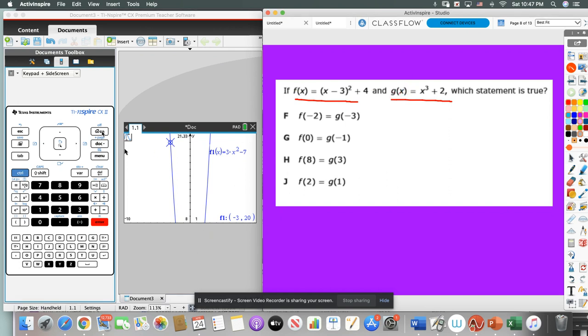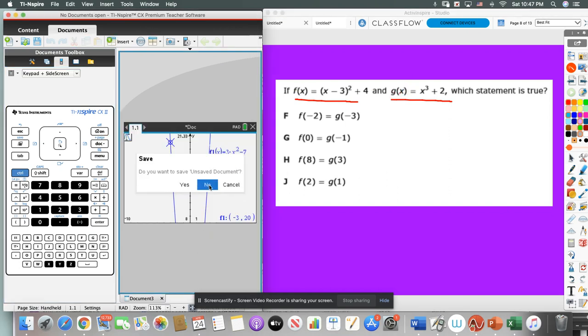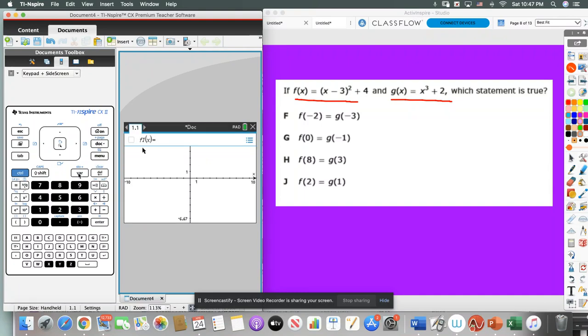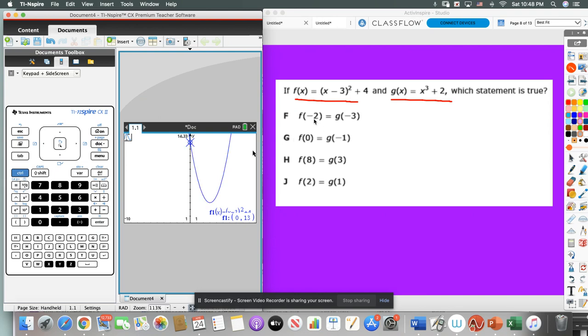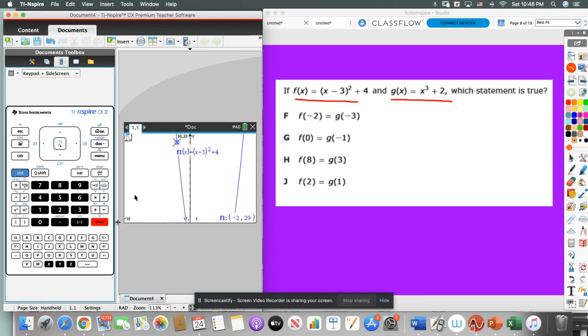So what I'm going to do is home, new document, save changes, no, add to graphs, open parenthesis, x minus 3 squared plus 4. Enter. Menu, trace, graph trace. And so here's my input, negative 2. So I type in negative 2, enter, and my output is 29. So I'm just going to write 29 right here.